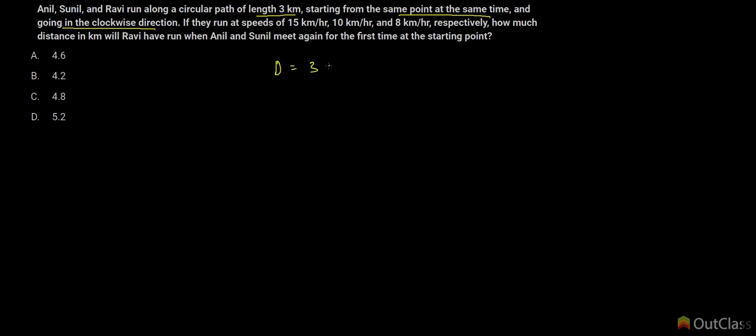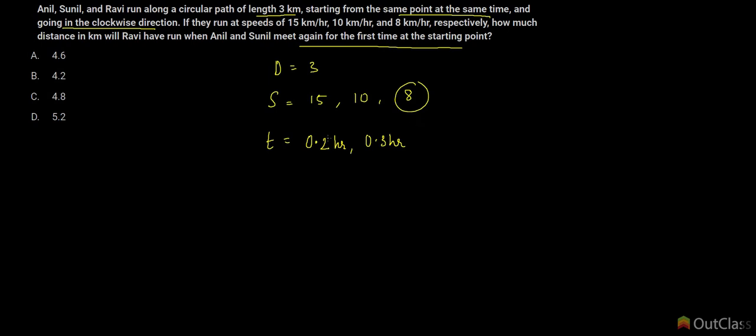We have a distance of 3 and speeds are 15, 10 and 8. Anil, Sunil and Ravi, we want to find how much distance the third guy has run by the time the first two people meet for the first time at the starting point. For this, we have to find the lap times of the first two people. That would be distance by speed. 3 by 15 is 0.2 hours. For the second guy, it is 3 by 10, 0.3 hours. So this means at 0.2 hours, he has reached back at the starting point for the first time. And at every multiple of 0.2 hours, he is going to be at the starting point again. So at 0.2, 0.4, 0.6 and so on.